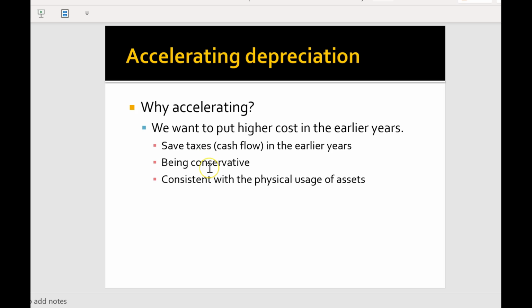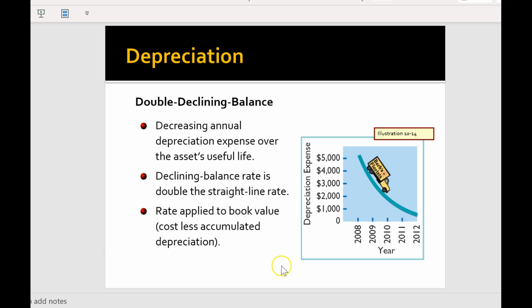The second reason is it's conservative to put more costs or to use up more assets on the book in earlier years. The third reason is that usually it's consistent with the physical usage of the assets. For example, if you have a machine, we assume in the early years when the machine is new, we use the machine more heavily, or the machine produces more outcomes for the firm. That is also an assumption. So using this assumption, the firm is going to depreciate more in the earlier years rather than the later years.